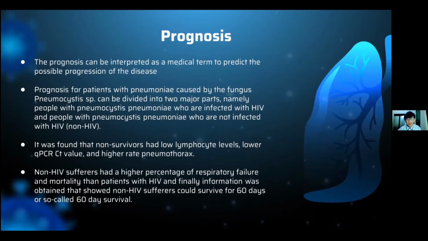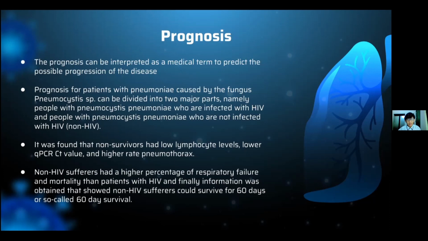So prognosis. Pneumocystis pneumonia patients can be divided into 2 parts, those infected and not infected with HIV. Non-HIV sufferers have a worse developmental tendency when compared to patients with HIV. This is based on several factors used to compare the condition, such as lymphopenia, adjunctive steroid use, and pneumothorax.